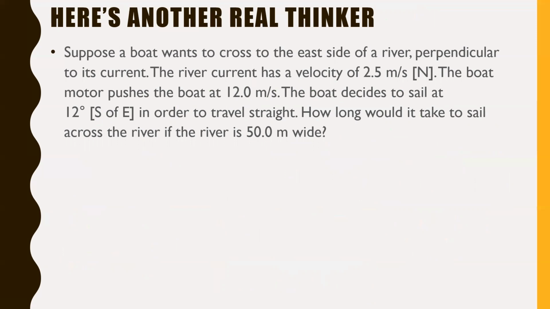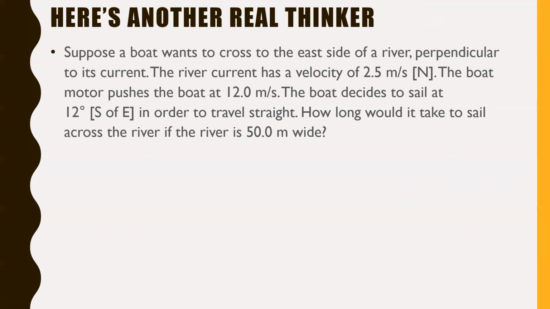Suppose a boat wants to cross to the east side of a river perpendicular to its current. Okay, so you're going directly across a river. The river current has a velocity of 2.5 meters per second north. The boat motor pushes the boat at 12.0 meters per second. So that's like your actual quote unquote water speed if you're going in, right?